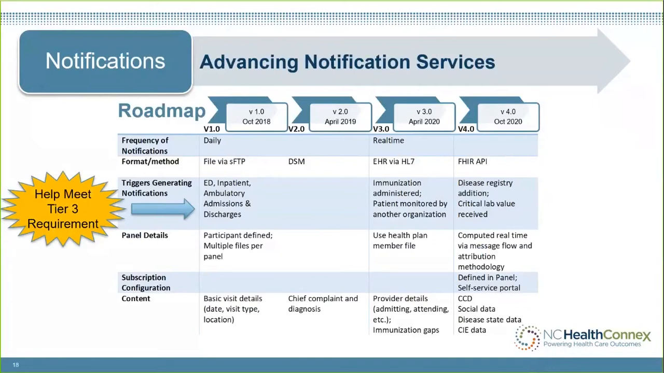And I want to go through with you the versions. So we have version 1 through 4, which is from October of 2018 all the way through October of 2020. So you're going to start seeing more things within the NC Notify alerts. Currently we have the format of sending or receiving the alerts through a secure FTP or direct secure message. And then I want to point out at the very bottom, the content: you're able to see basic visit details such as the date, the visit type, and the location. And then at the end of this month, you're going to start seeing the chief complaint and diagnosis. And then moving out to October of 2020, you're going to start seeing those smart notifications.